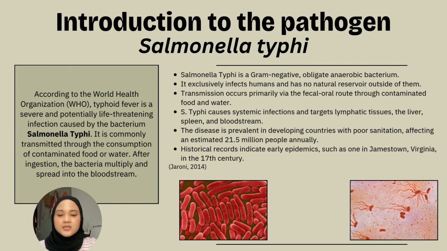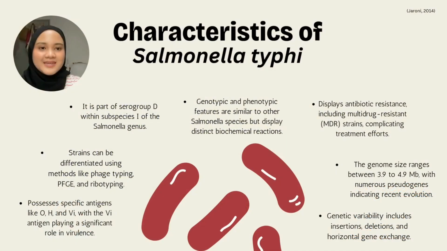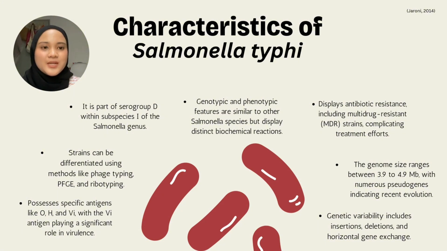The disease is prevalent in areas with poor sanitation, especially in developing countries, affecting an estimated 21.5 million people annually. Historically, typhoid fever has caused significant outbreaks, including one in Jamestown, Virginia, during the 17th century. Next, I will explain the characteristics of Salmonella typhi.